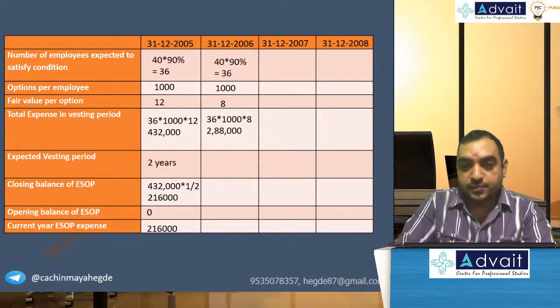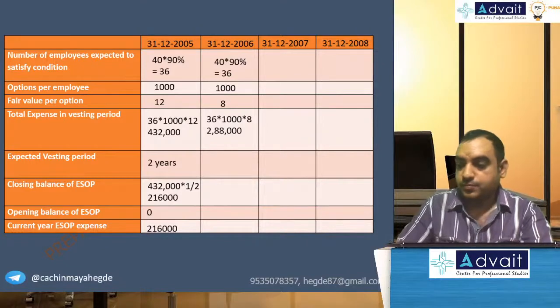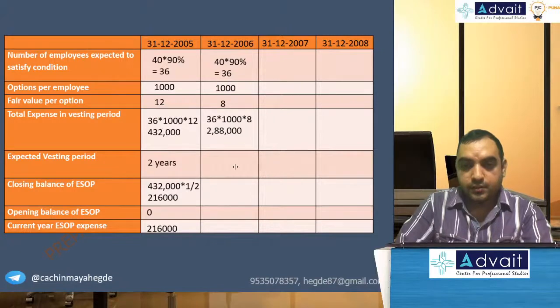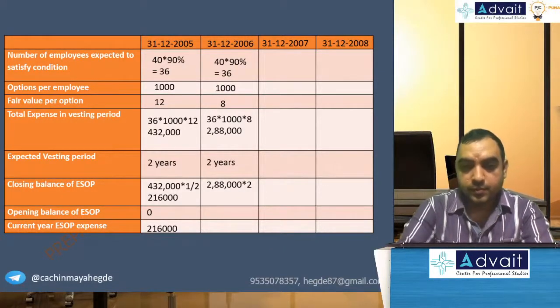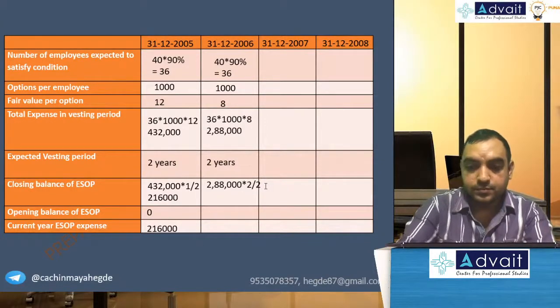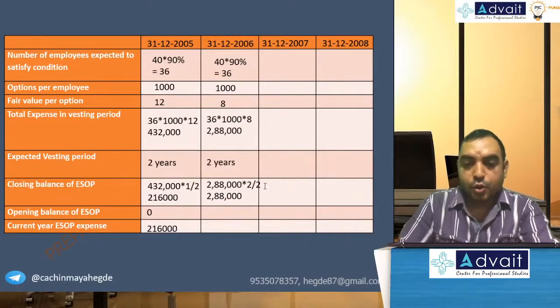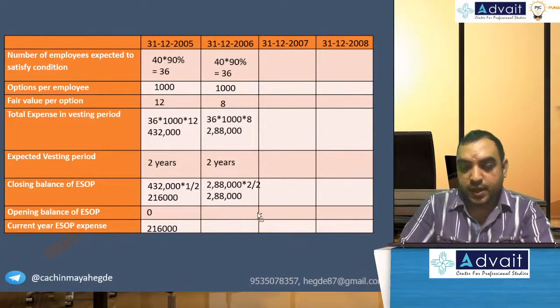Expected vesting period is 2 years, which remains the same. And closing balance will be 2,88,000 into 2 by 2, and that is 2,88,000 itself. Opening balance is previous year closing balance, which is 2,16,000. So the balancing figure comes to 72,000.